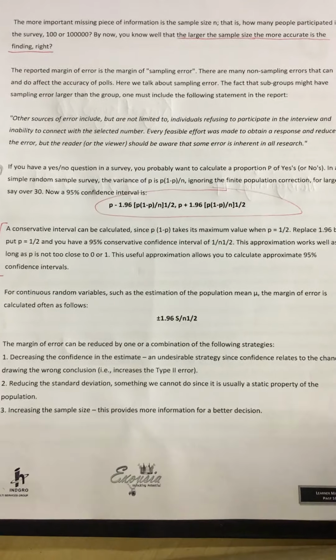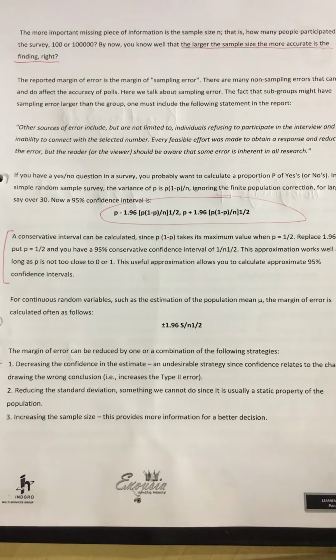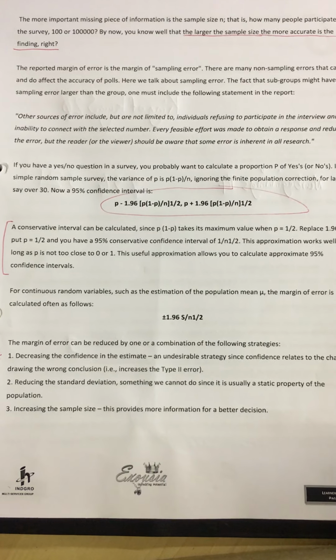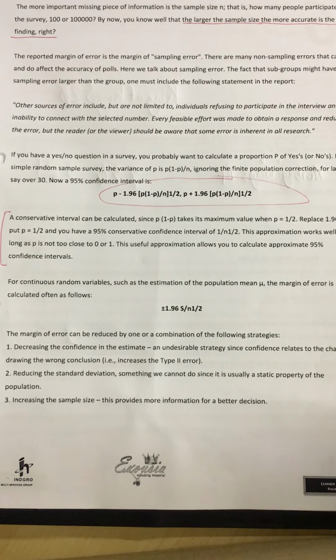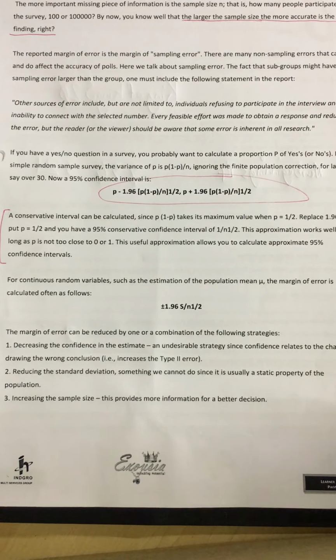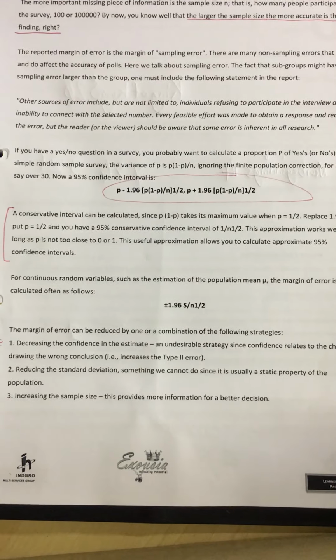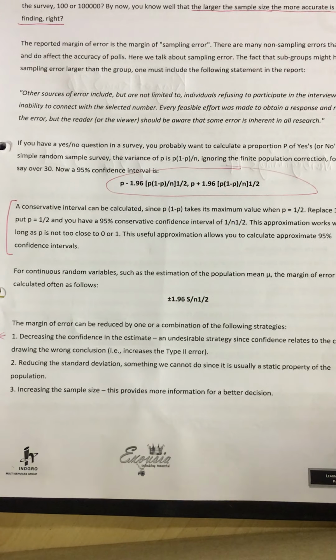The more important missing piece of information is the sample size. That is, how many people participated in the survey. Is it 100? Is it 100,000? By now, you know well that the larger the sample size, the more accurate the finding. Okay, guys, so that will always be a thing. The larger the sample size, the more accurate the finding.